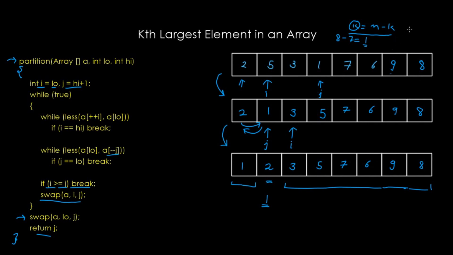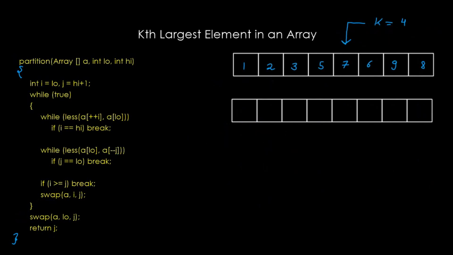Suppose in our example, we wanted to find the fourth largest element, therefore n minus k, that is 8 minus k, is 4. So the index which we are required to find is 4, which is greater than the current index, and therefore we will have to apply the same algorithm on this part of the array.